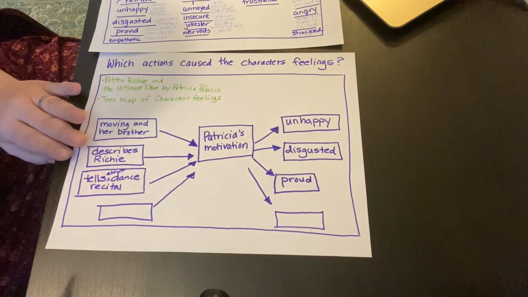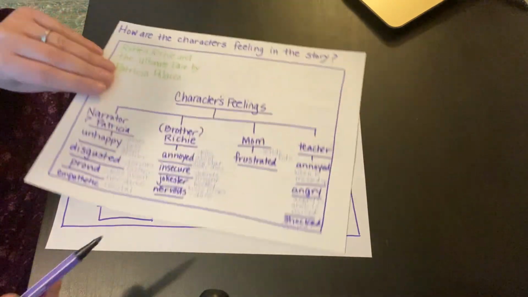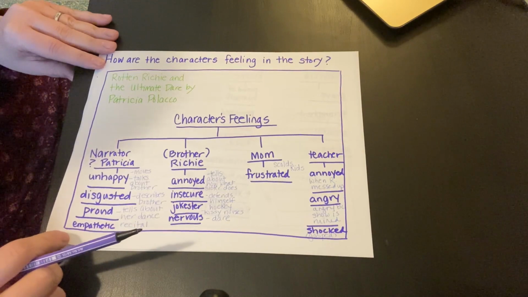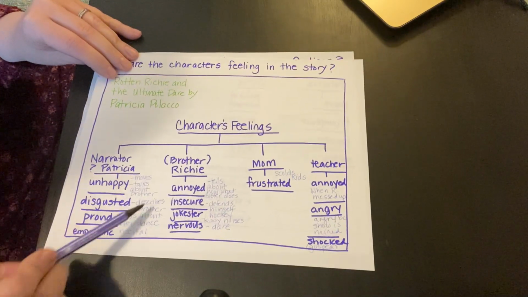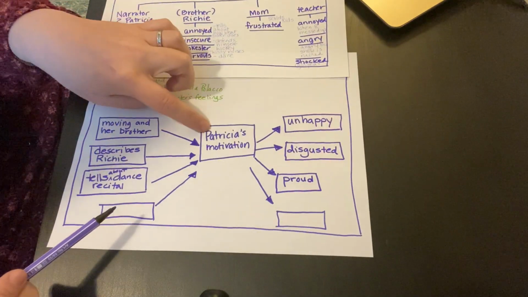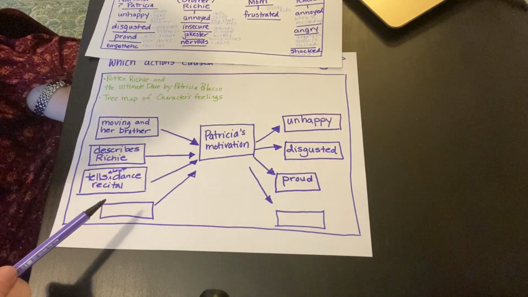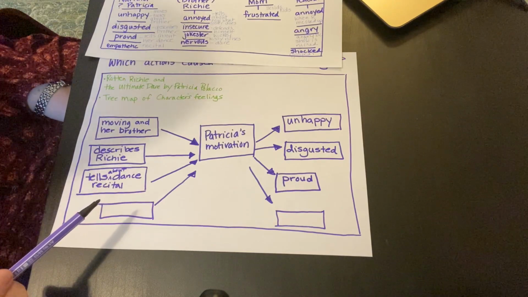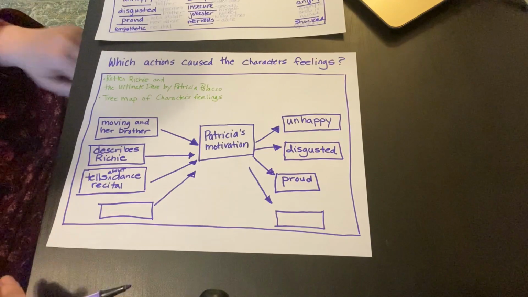All right, so do the best you can to go back to your original tree map where we started to chart the character's feelings. Look at those details that you wrote down, really important, because that will clue you in to why the character was motivated to act in a certain way. All right, so do your best and then be ready to share with your teachers.